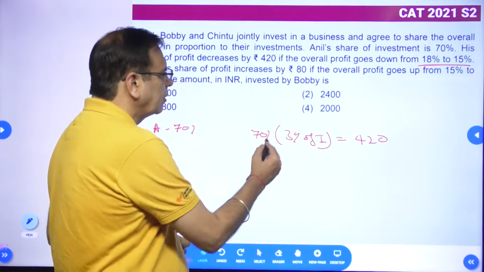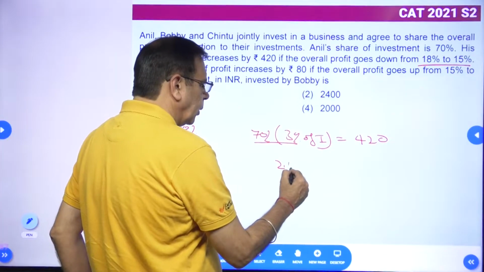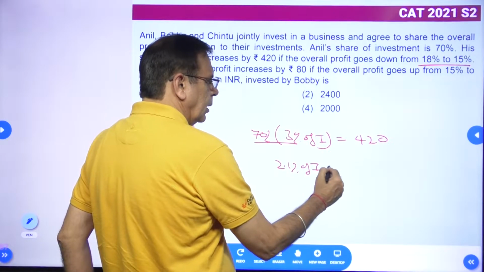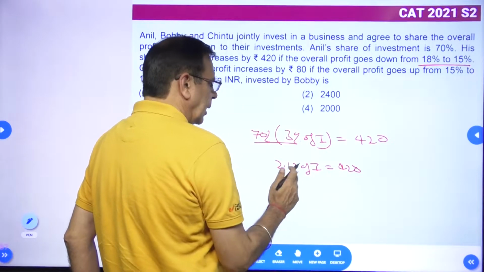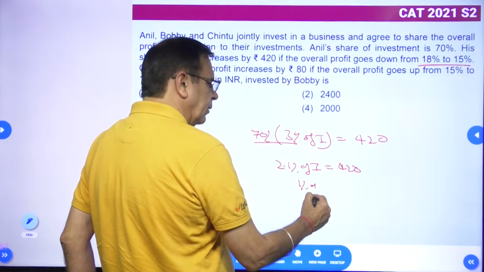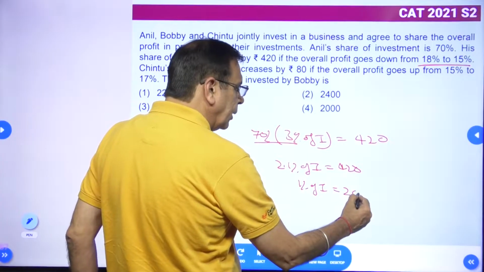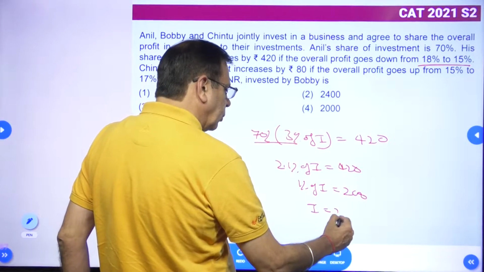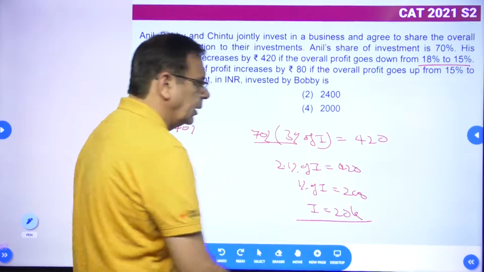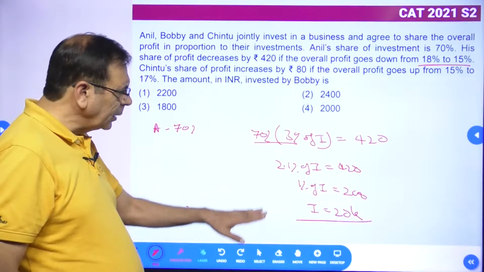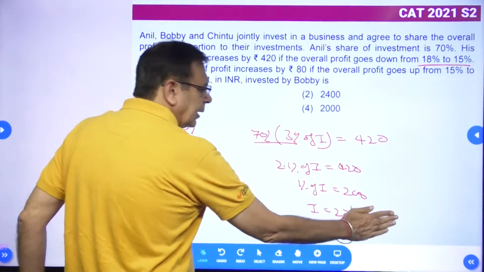And what is 70% of 3%? 2.1% of investment is 420 rupees. That means 1% of investment will be 420 upon 2.1, which is 200, or investment will be 20,000. Right? Simple calculation. You could have done it in a slightly different way also.